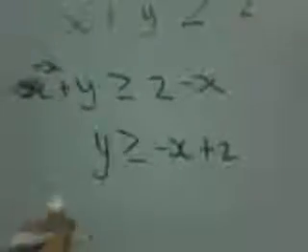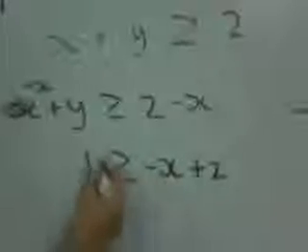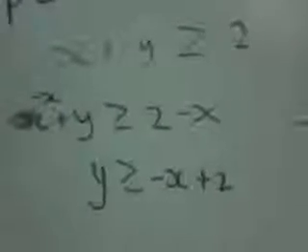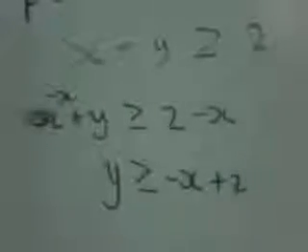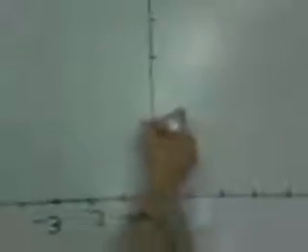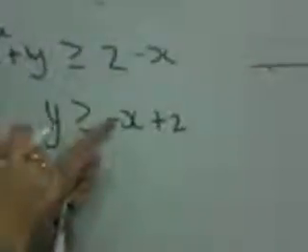Now, as in the previous example that you looked at, we are going to ignore the sign and just draw the graph to start off with, and then later on we'll get back to the sign. Drawing this graph, it's plus 2 on the y-axis, so we find our plus 2 on the y-axis, and then minus 1 over 1x. So I'm going to go down 1 and 1 to the right because it's a negative slope.